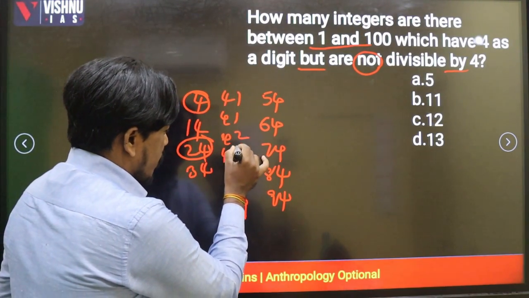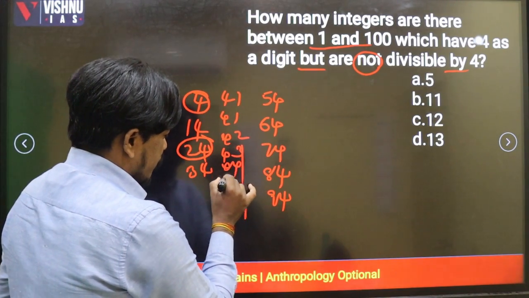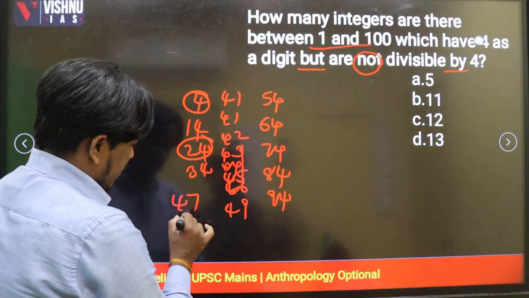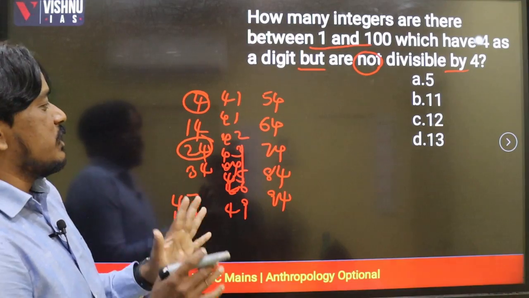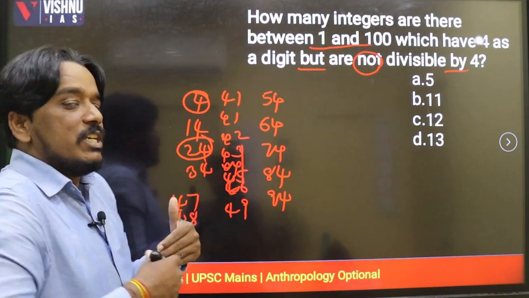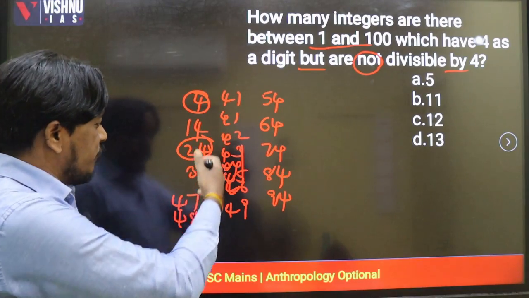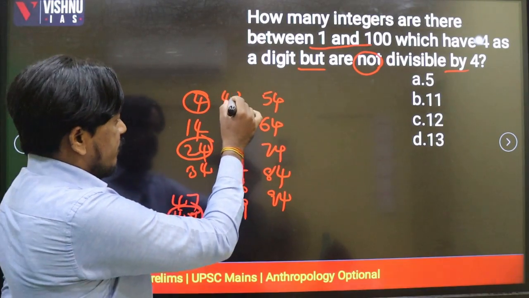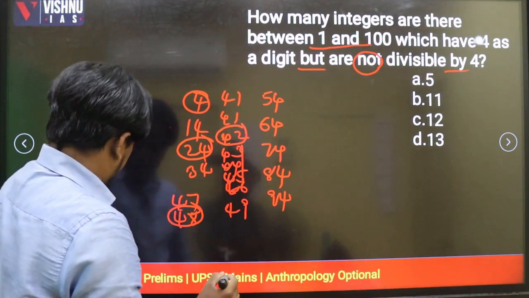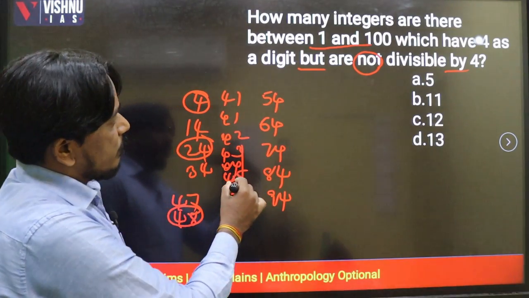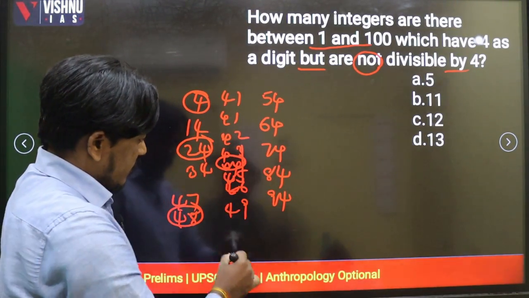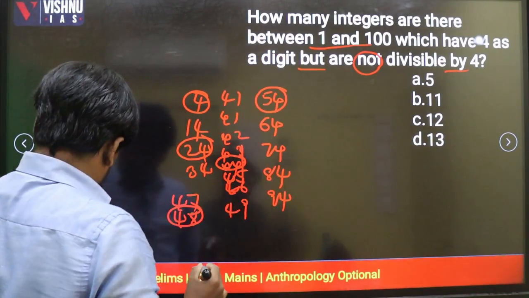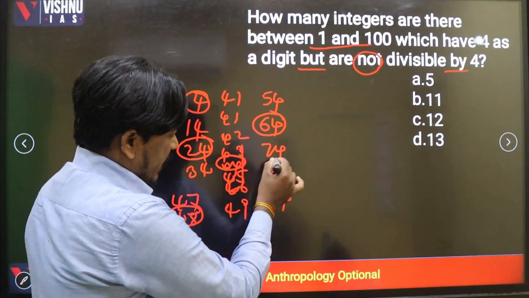So if you observe 43, 44, 45, 46, 47, 48, 49, all the numbers which are divisible by 4, just eliminate those. Which are not divisible, you will automatically get. Here 44 is divisible, and 48 is divisible. Next, 64 is divisible, 84 is divisible.